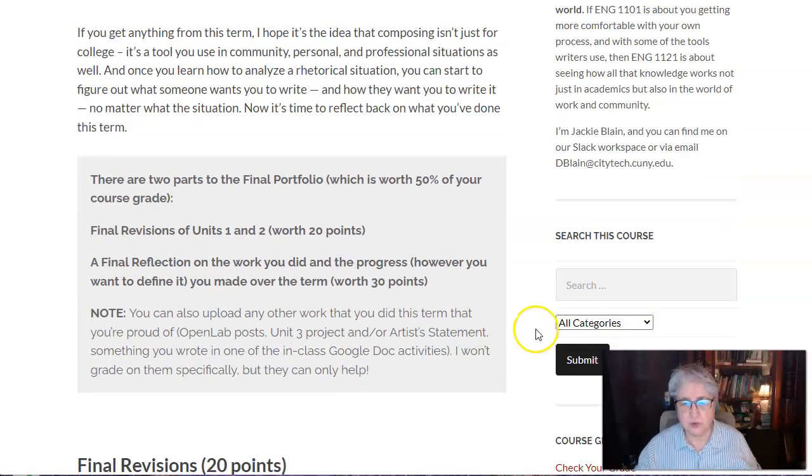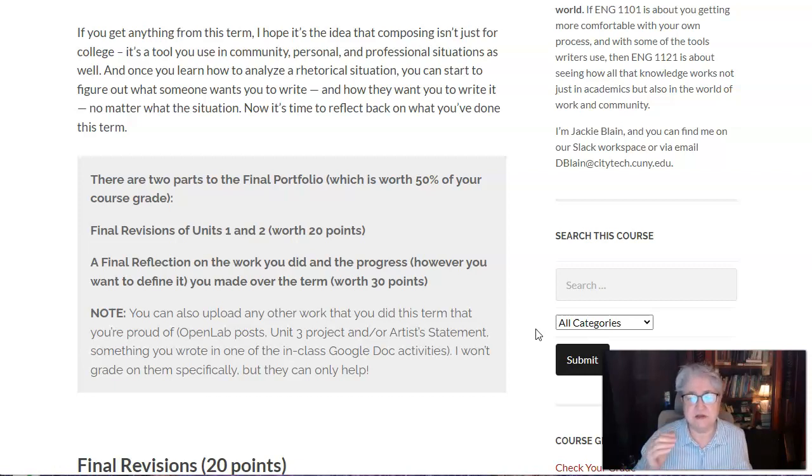There are two parts of the final portfolio, and there is a folder in the Google Drive for final portfolio. You make your own folder and put your stuff in there. It can be a single document, or a document of the revised pieces and then the final reflection. It doesn't matter as long as it's all in one portfolio, one folder, and it has your name on it. The two parts are the revisions of Units 1 and 2, the portrait and the feature article, and I have it that they're worth 20 points, 10 points each.